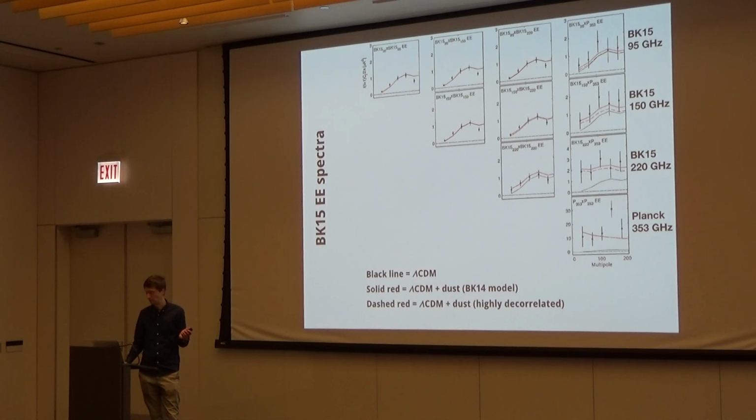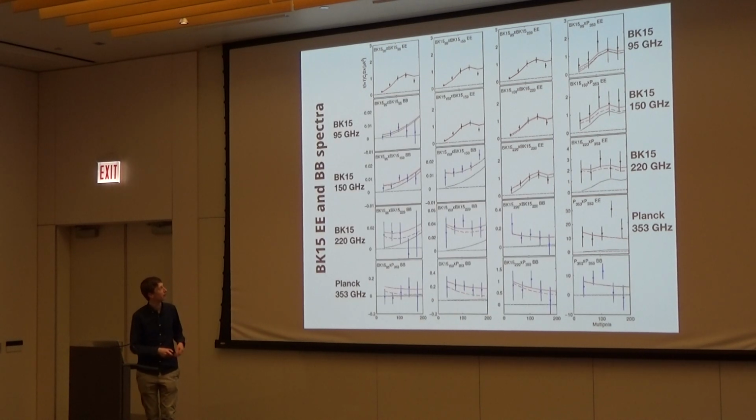That's of course only part of what we have here. We're most interested in the BB spectra. There's this dashed red line that's highly decorrelated. We'll come back to that in a little bit. So we can add in the BB spectra, which are now shown here in this bottom triangle. And then what you can see here is that the signal levels are much smaller.